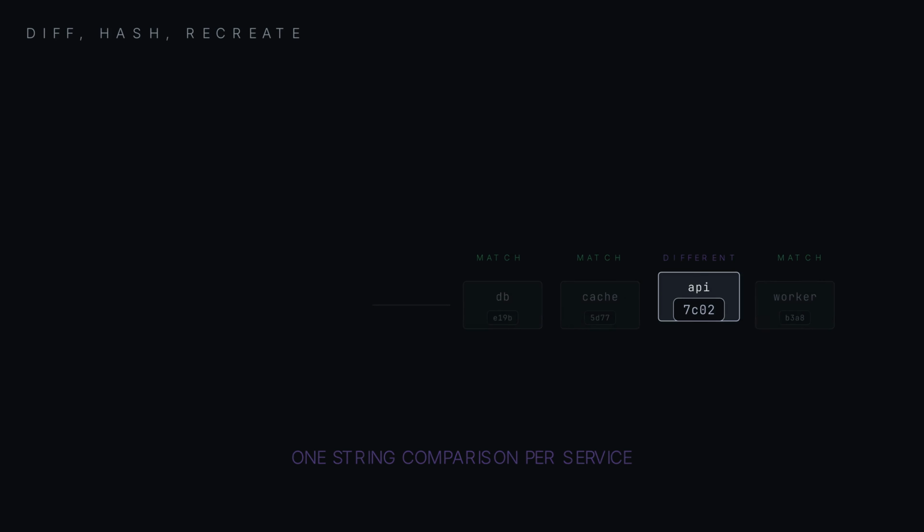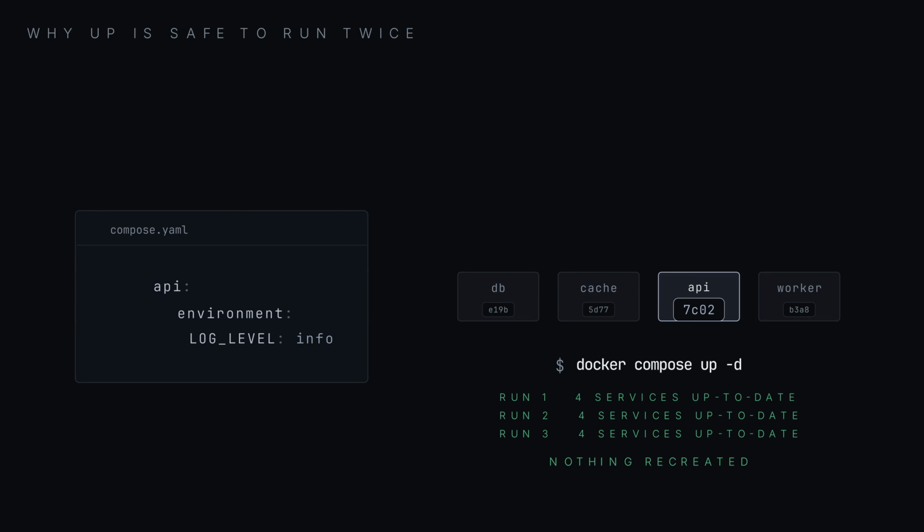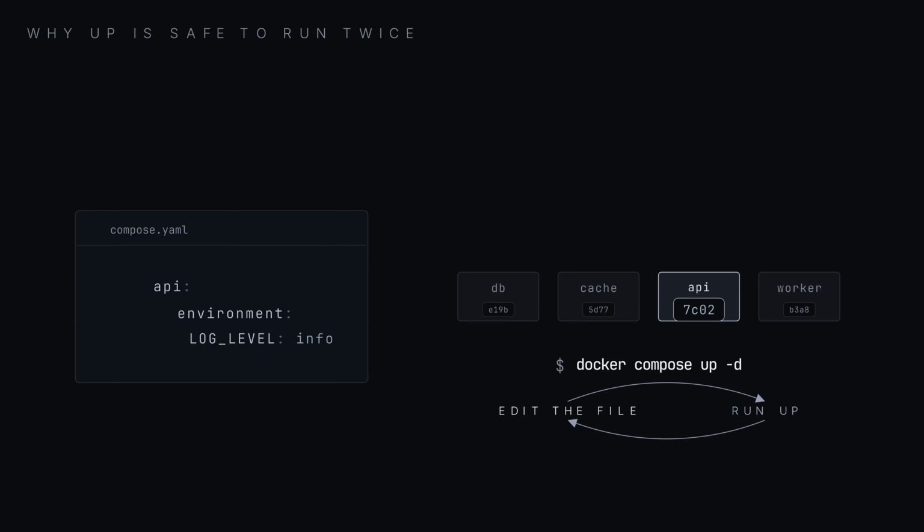That comparison is also what makes up safe to run over and over. On a system that already matches the file, every hash matches. Nothing has drifted, and Compose does nothing at all. Worth sitting with, because it changes how you use the tool. Most people reach for up once, at the start. It belongs after every single edit you make to that file.